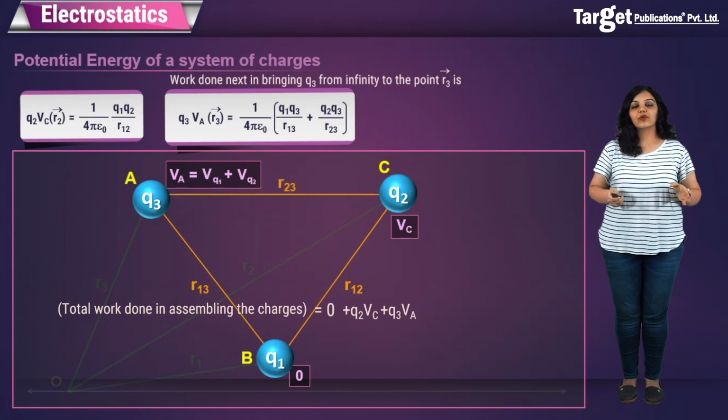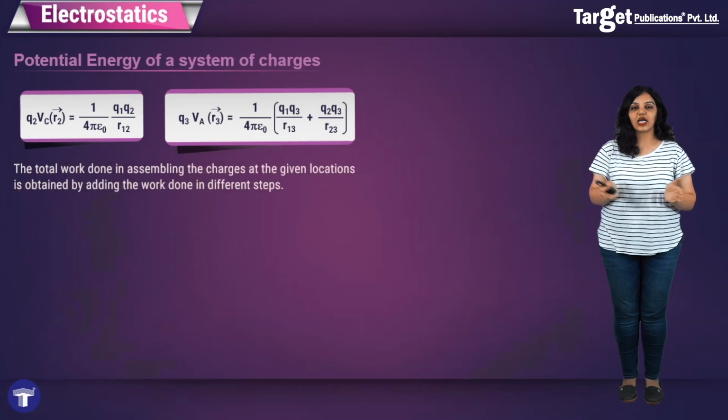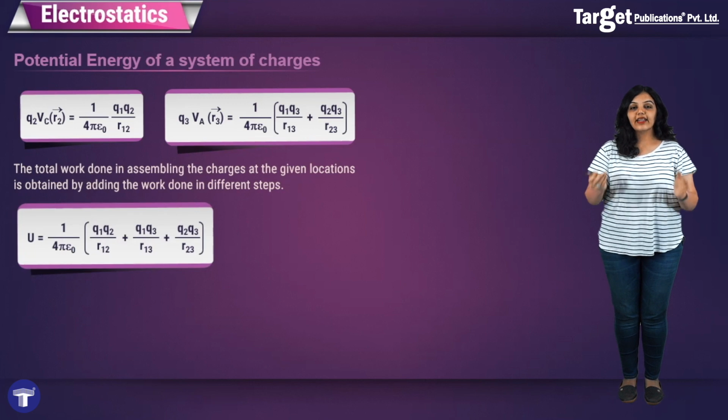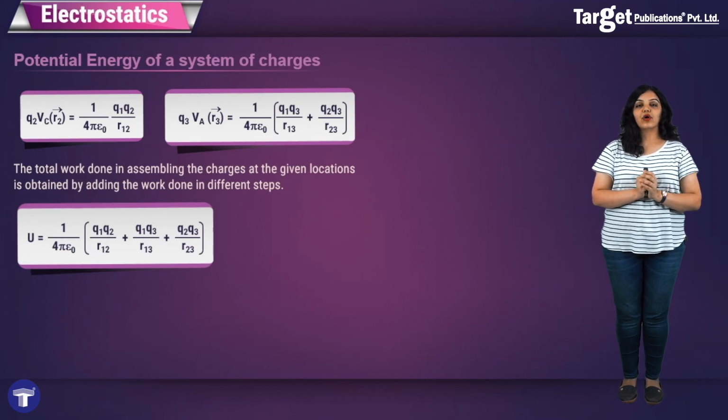So in total we have three terms, which gives me the total work done in assembling these charges at the given locations. You just add the work done in the different steps, and I get 1 upon 4 pi epsilon naught times Q1 Q2 upon R12 plus Q1 Q3 upon R13 plus Q2 Q3 upon R23.